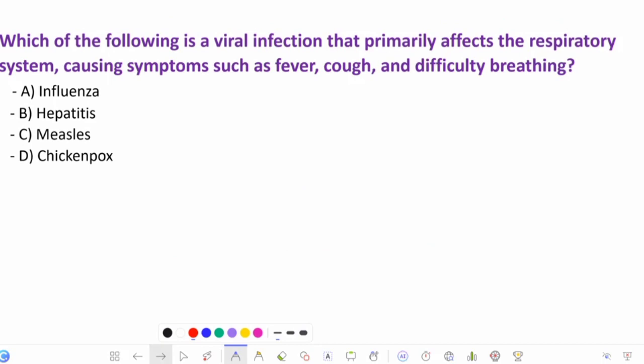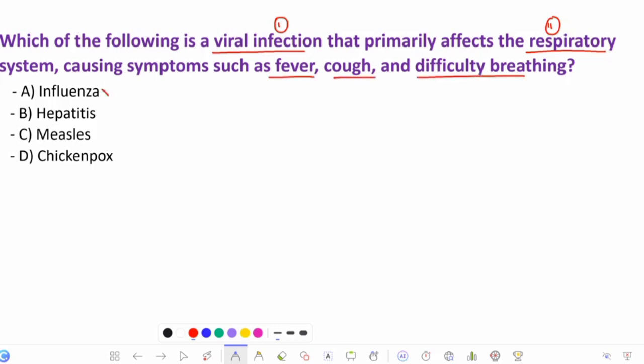Which of the following is a viral infection? It is caused by a virus that primarily affects the respiratory system. Number 1, viral infection. Number 2, respiratory system, causing symptoms such as fever, cough, difficulty breathing. Number 1, influenza, hepatitis, measles, chickenpox.